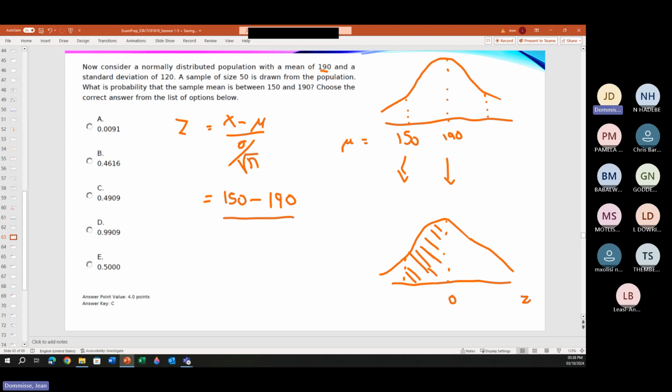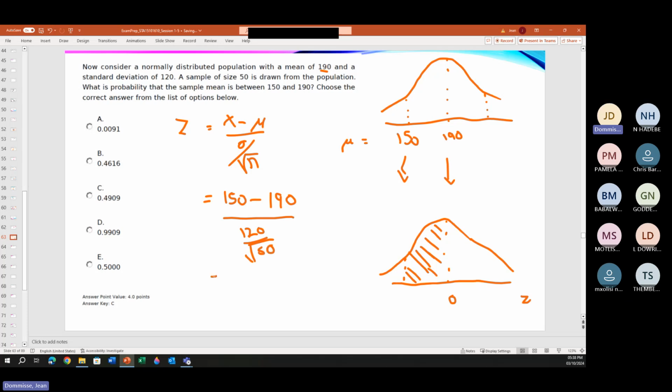Let's see, the sample size was 50. Okay, so 150 minus 190 is minus 40. And then 120 divided by the square root of 50, that is 16.97. So I get it as minus 2.36. Okay, so that is minus 2.36.